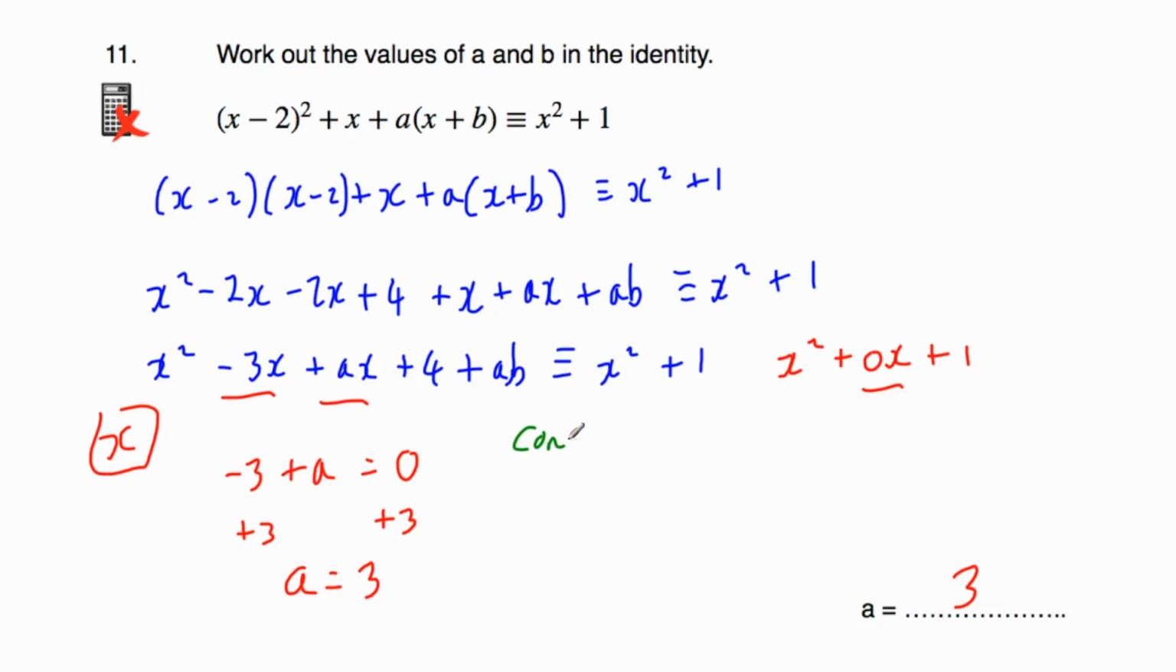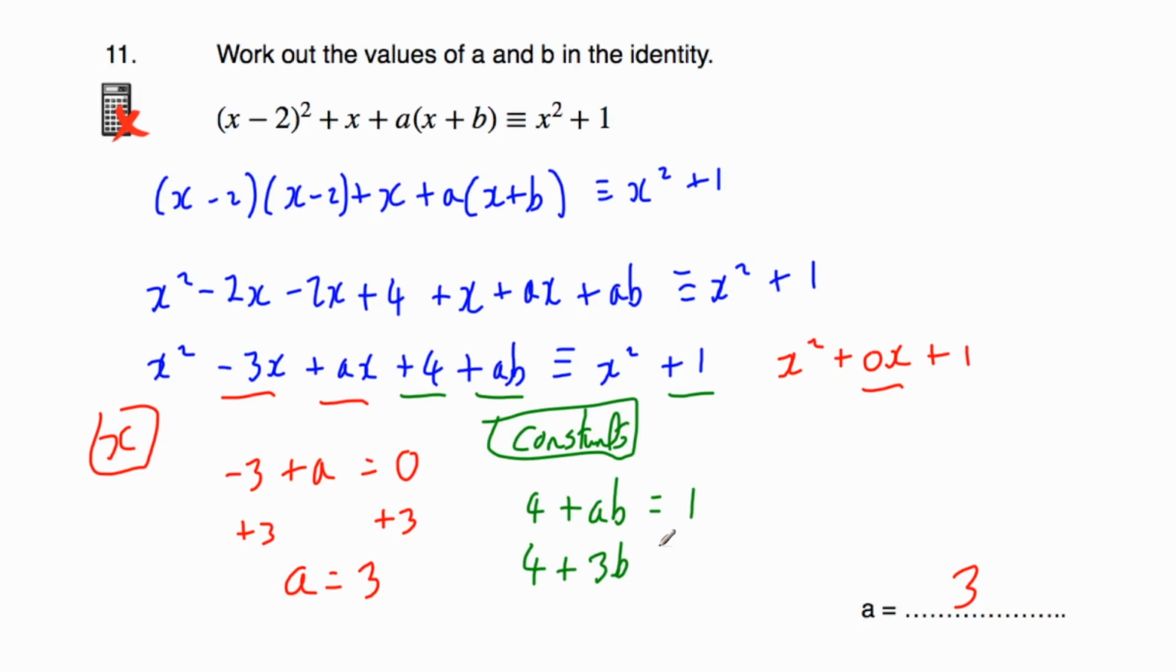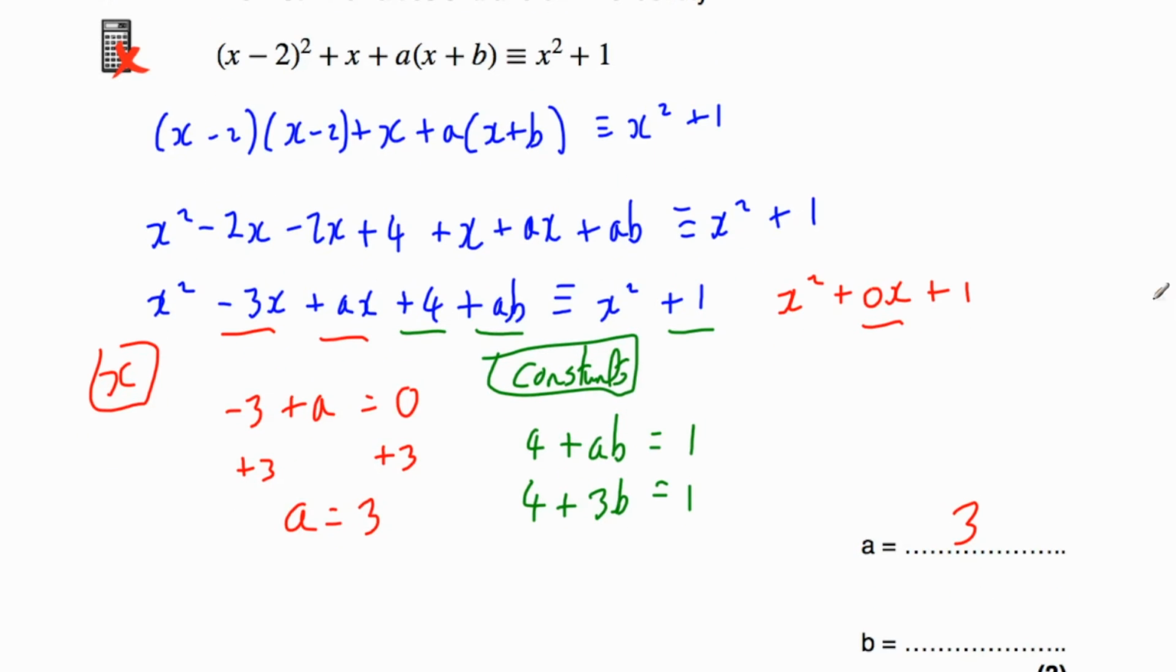So in terms of our constants, if we have a look at our constants, on the left hand side we've got 4 plus ab, and on the right hand side we've got plus 1. So we've got 4 plus ab is equal to 1. Now we know a is equal to 3, so that's 4 plus 3b, just replacing the a with 3, is equal to 1. And then if we solve this equation, we can take away 4 and take away 4. So we get 3b is equal to 1 minus 4, which would be minus 3.